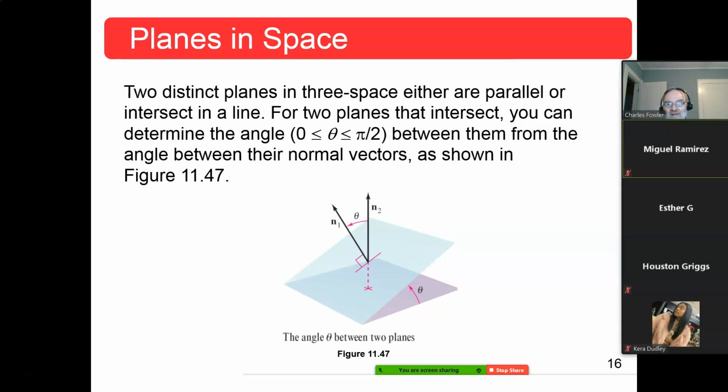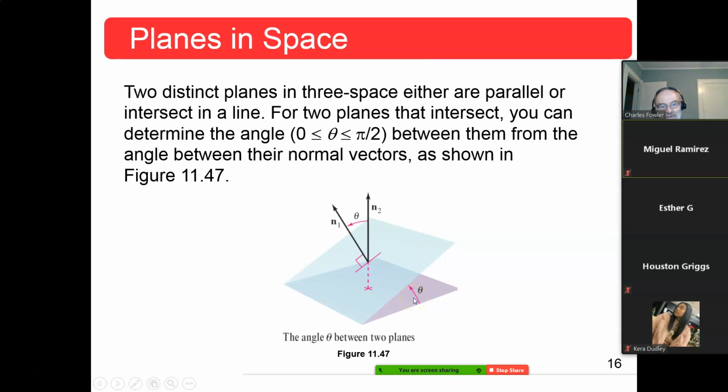Okay, so for two planes that intersect, you can determine the angle that's between 0 and pi halves between them from the angle between their normal vectors. So this is what we're showing here. If this is plane number 1, there's its normal vector. Here's the blue plane, plane number 2, and that's its normal vector. The angle in between is the angle between those two vectors. That's also the angle between the two planes.